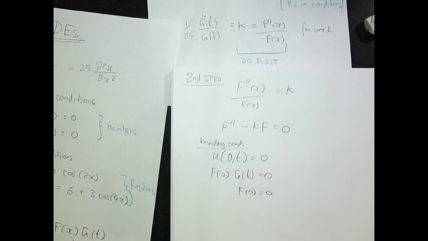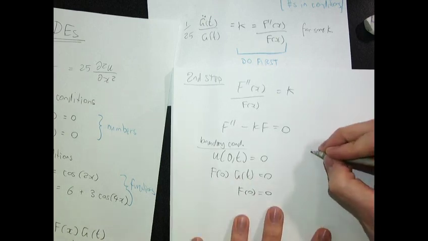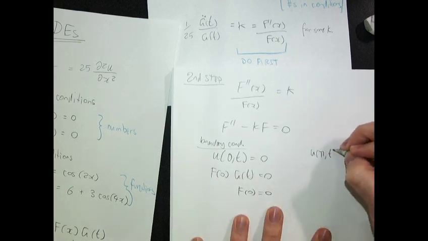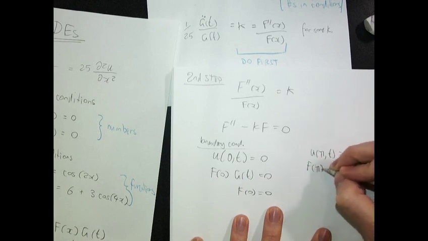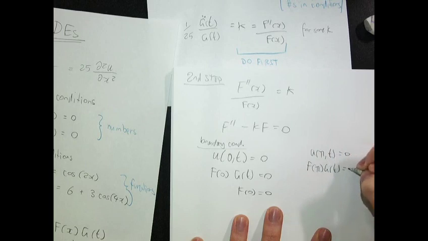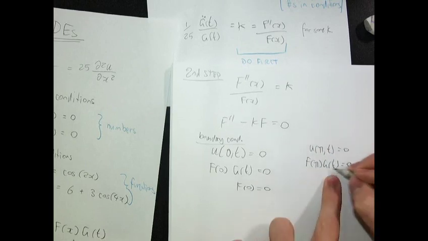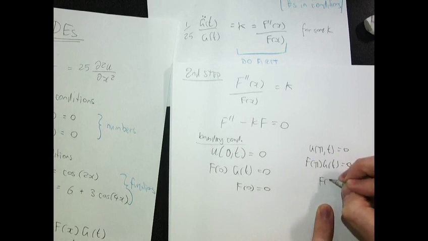So that's okay. I'm allowed to just ignore the normal thing where I have to say that this is not 0 in order to be able to divide by it. So f of 0 has to be 0. But the other boundary condition was that u at pi is also 0. So that means that f of pi g of t is 0. And again, I'll divide by g of t and I'll get f of pi equals 0.